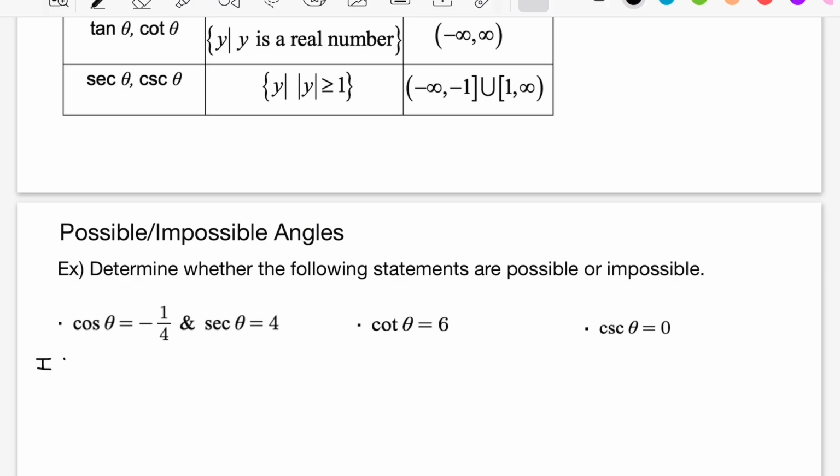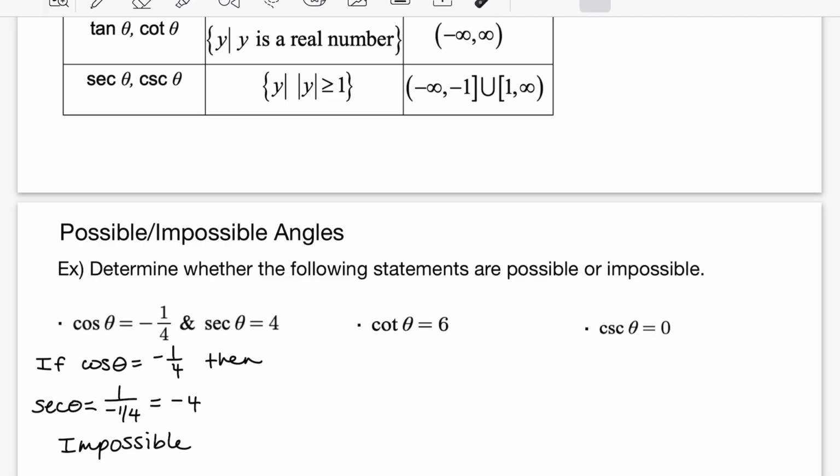If cosine theta is equal to -1 over 4, then it must be the case that secant theta is equal to 1 over -1 over 4, which will give us -4. So going back to our statement here, cosine theta is equal to -1 over 4 and secant theta is equal to +4. This actually can't happen. We just showed that if cosine theta is equal to -1/4, then secant theta is going to be -4. So this statement is going to be impossible.